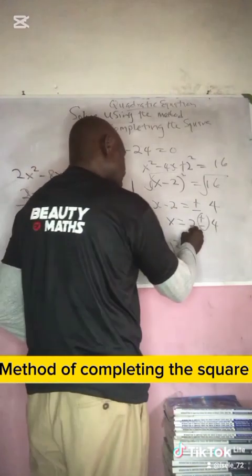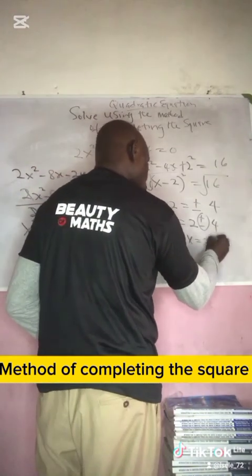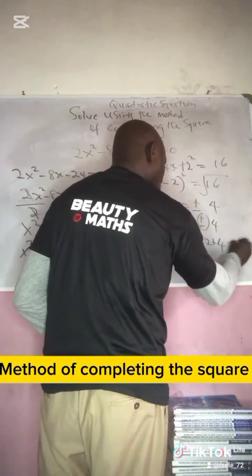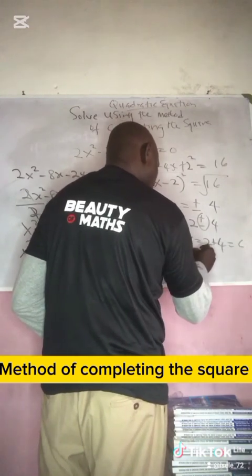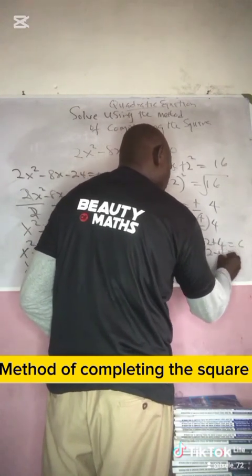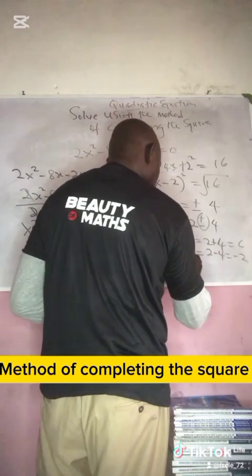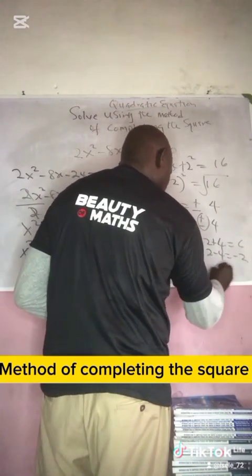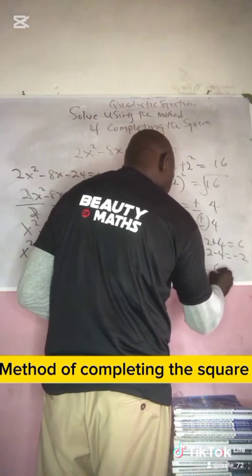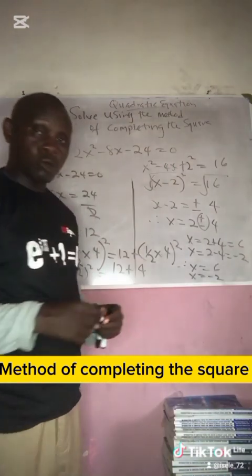In the first instance, x will be equal to 2 plus 4, which is 6. Then x will be equal to 2 minus 4, which is equal to minus 2. Therefore, the solution to this equation is x equals 6 or x equals minus 2. These are the solutions of this equation.